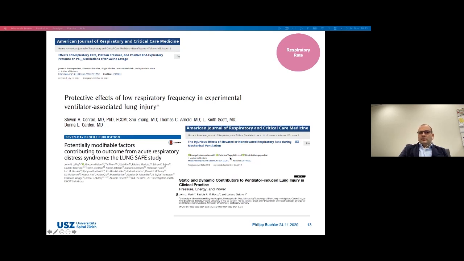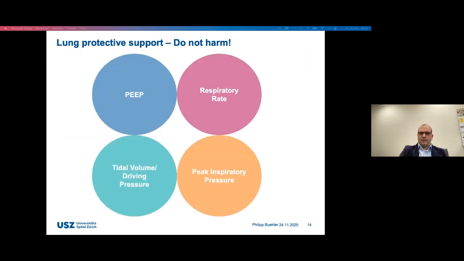Breathing rate was kept as low as possible, optimal below 25 per minute, especially because the breathing frequency has considerable influence on the mechanical power. There was no fixed PaCO2 target in our patient. We target a pH higher than 7.25.